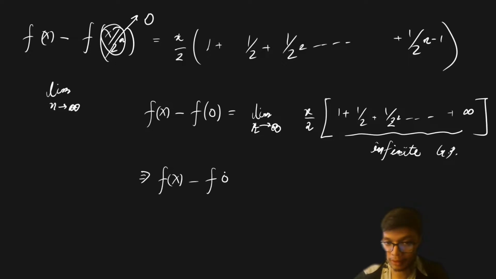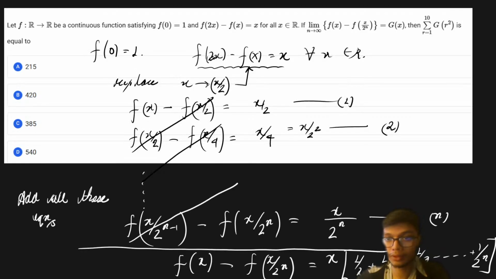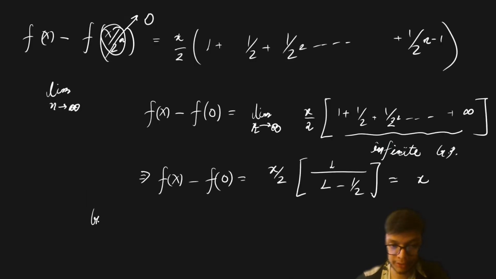If I calculate this, you will get f of x minus f of 0 equals x by 2 into 1 by 1 minus 1 by 2, which is simply equal to x. And we already have the value of f of 0, which is 1. Therefore your g of x, which is g of x with the limit n tending towards infinity, is equal to x, right?